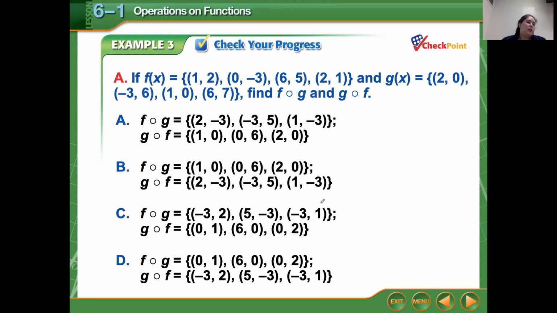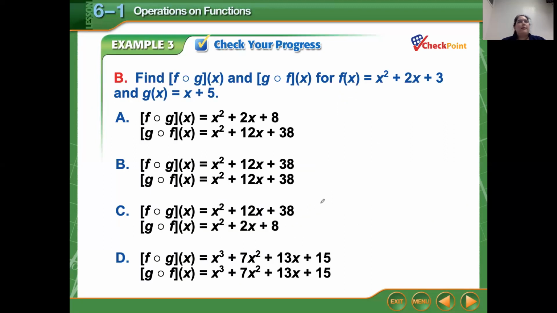Pause the video and then unpause to check your answer. You should get A. Pause the video and then unpause when you're ready to check your answer. And you should get C.